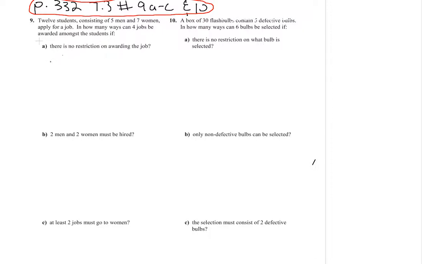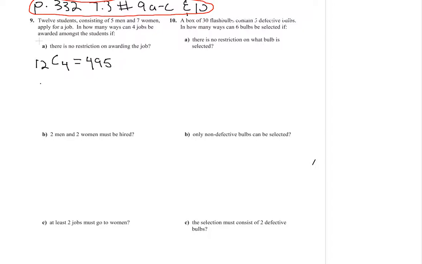So what we can say is we know we have 12 people because 5 plus 7 is 12, and then we have to choose 4. And what does that equal? Well, I've done the calculations, and it equals 495. Now, if you want to do this by hand, without a calculator, you can.